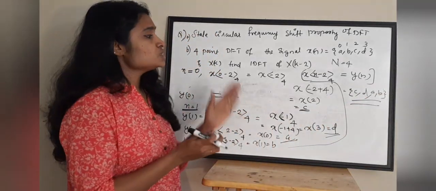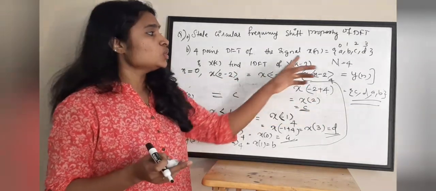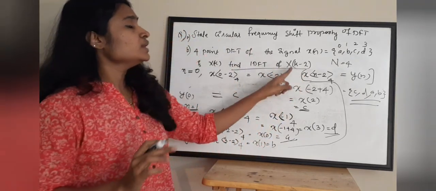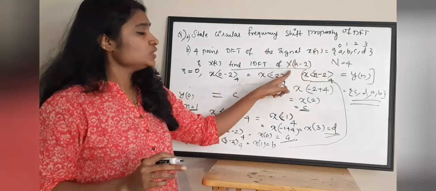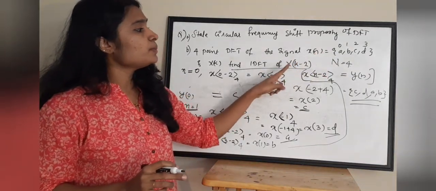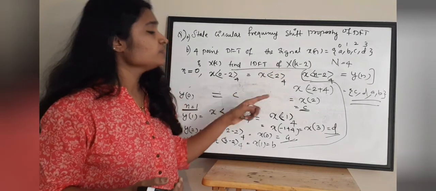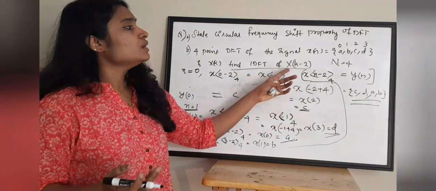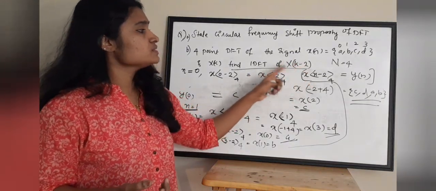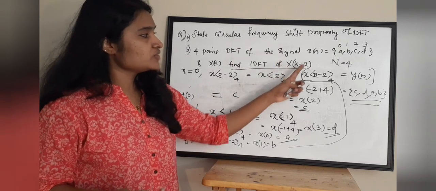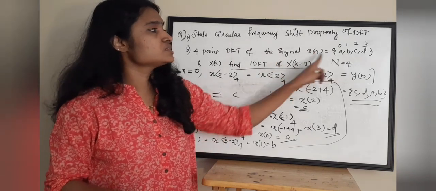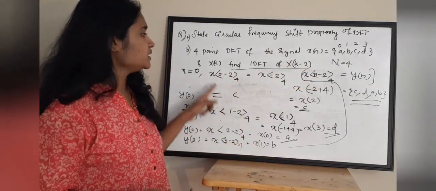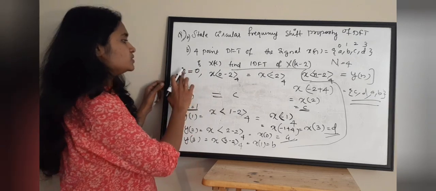So I hope it is clear. What we have done actually, in order to find the IDFT of this x of k minus 2, you are given your input sequence. Now you need to find the IDFT of this term. So applying the circular frequency shift property, you can find the shifted sequence. That is, if you take the IDFT of x of k minus 2, you will get the shifted version of this x of n. So for finding that, apply the circular frequency shift property. Find the values for n equal to 0 to 3.